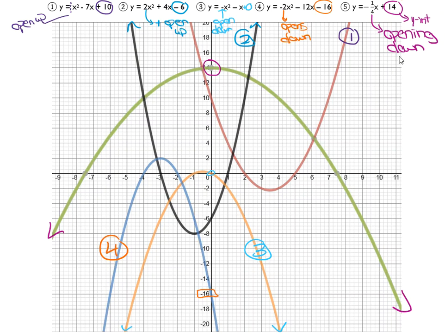And it's a 1/4, and the negative part means the opening is down. Let me put the arrow right there. That's the negative part, means opening down. The 1/4 part means it will be wider than the red one was, and it is. So that means the green one is equation 5.